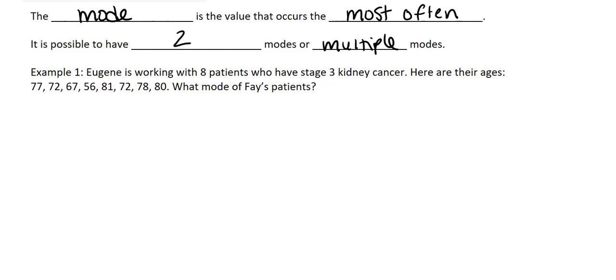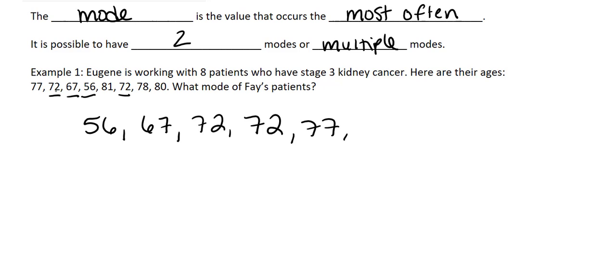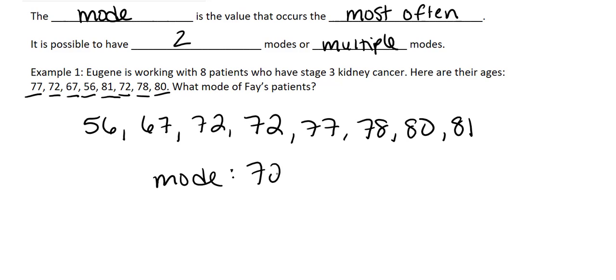So if we look, our youngest age is 56. We'll start off with that. Then we have 67. Then we have 72, and we have it twice. And then we look for the next one, which is 77. Then 78. And then 80. And then lastly 81. So the number that occurs most often is going to be 72. So our mode is 72.